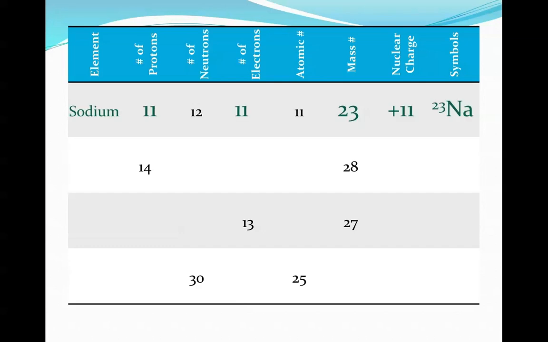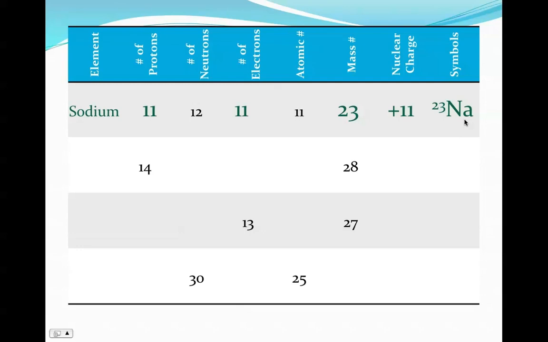Alright, so this first one, which had 12 neutrons and an atomic number of 11, I was able to figure out, based on these two pieces of information, especially the atomic number, that if my atomic number was 11, it had to be sodium, and also my protons had to be 11. And because protons and electrons are equal in an atom, if my protons are 11, my electrons are also 11. My mass number was found by adding our protons and neutrons, which was 23. Our nuclear charge is always equal to the number of protons, so that was positive 11. And then symbols, this is one way that you could represent sodium with a mass of 23.